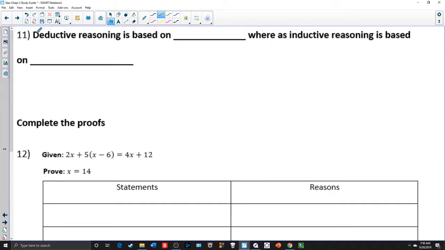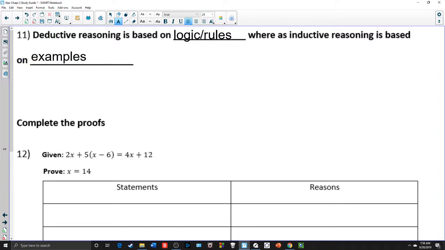So the next one's just kind of a knowledge check here. Deductive reasoning is based on blank, where inductive reasoning is based on blank. Well, deductive reasoning is based on logic and rules, or you can say facts. Let me just type that in there rather than try to write it with my pen. That'd probably be easier. Let's do 24. See if I can squeeze it in here. So this is based on logic and rules, whereas inductive reasoning is based on many examples.